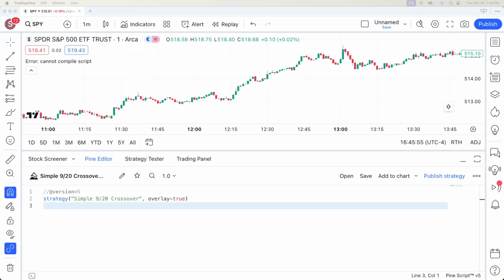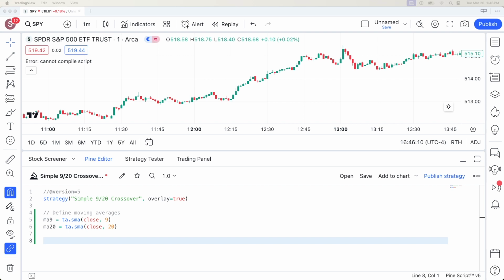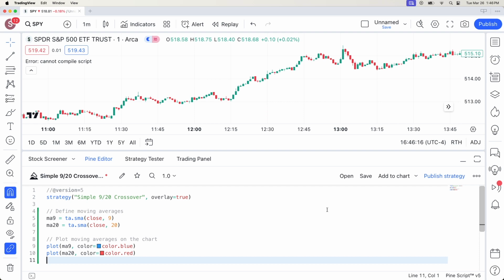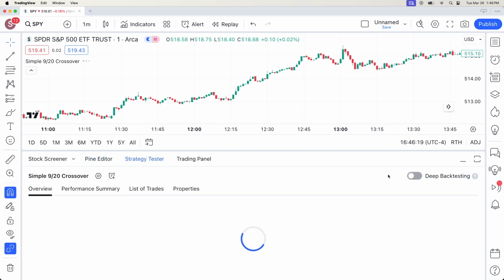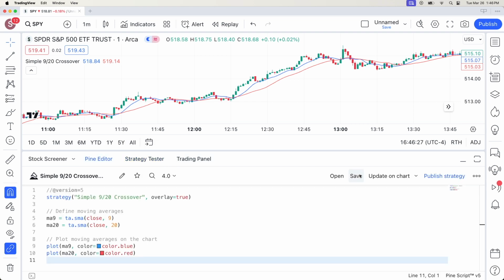So first, let's define our moving averages. The 9 MA and the 20 MA. And then make sure to throw them on the chart, like so. Let's save. Of course, the strategy tester doesn't like it because we are not making any trades at this point in time. However, we can still update on the chart and we can see our 9 and our 20. So that works.